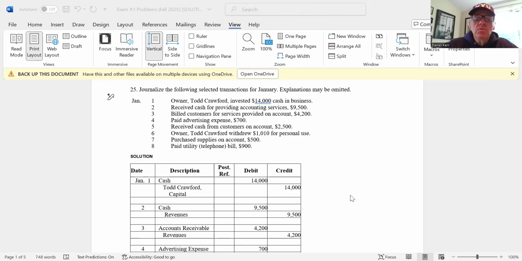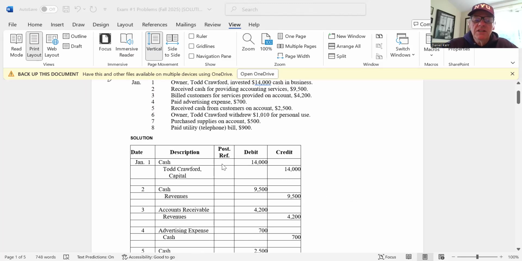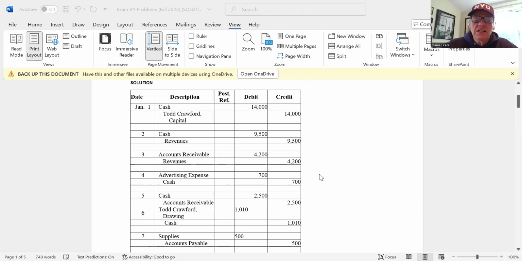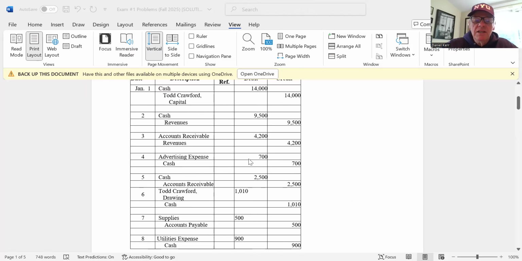So these were all routine transactions. The first one is a debit to cash, a credit to Todd Crawford Capital. That's the original investment in the company. Then you have cash received for revenues: debit cash, credit revenues, $9,500. Next is the sale on account: debit accounts receivable, credit revenues, $4,200. Next is the payment of advertising: you debit advertising expense and credit cash. Next is a collection from customers on account: debit cash and credit accounts receivable.